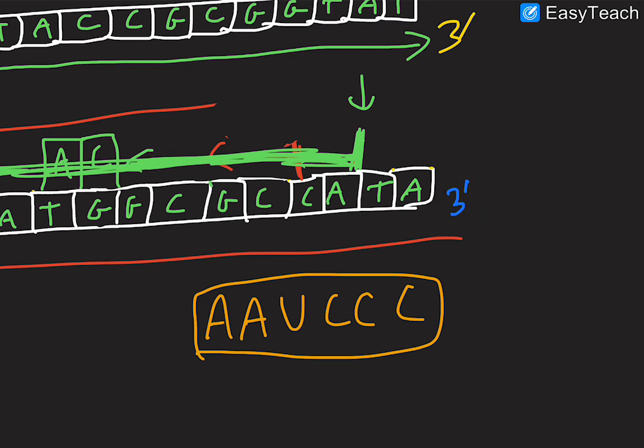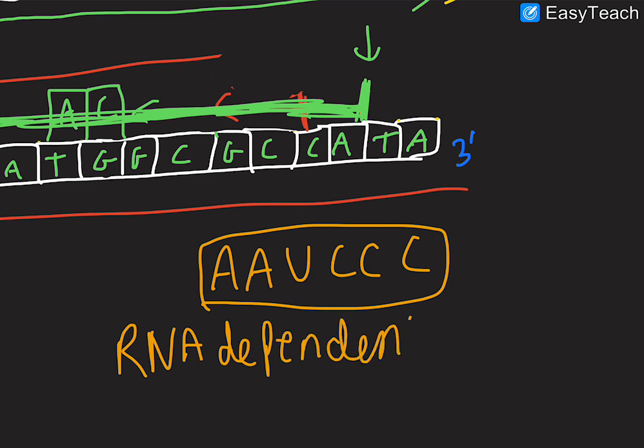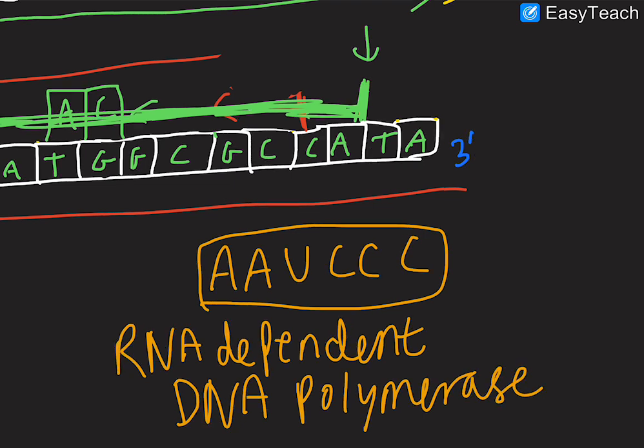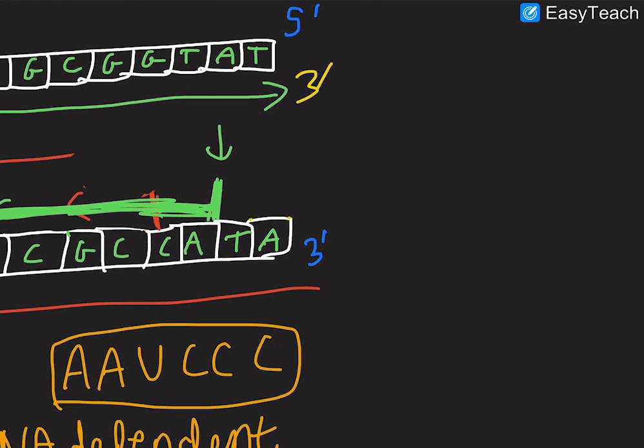Because you're taking an RNA template and making DNA, telomerase is also known as an RNA dependent DNA polymerase, because we're dependent on this AAUCCC template, which is RNA. We're synthesizing DNA from the RNA template. So if we convert this RNA template to DNA, it's going to be TTAGGG, right? So TTAGGG. Let's go and write that down.